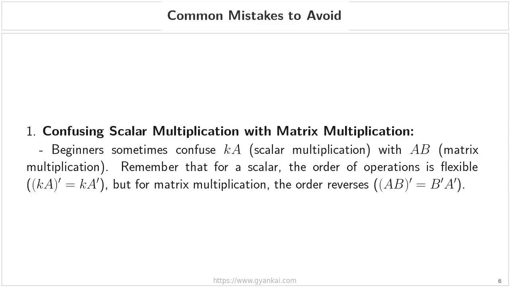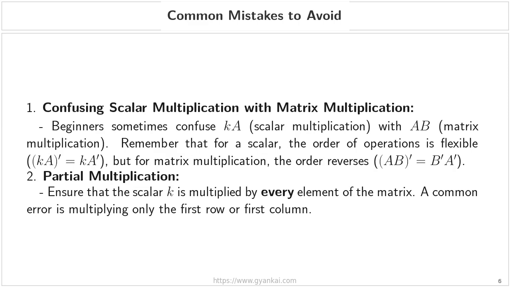However, please keep in mind that when you multiply 2 matrices together, such as A times B, the rule is different. The transpose of A times B actually reverses the order, becoming the transpose of B times the transpose of A. It is a common slip-up, so be mindful of whether you are working with a single number or another matrix. Second, watch out for partial multiplication.